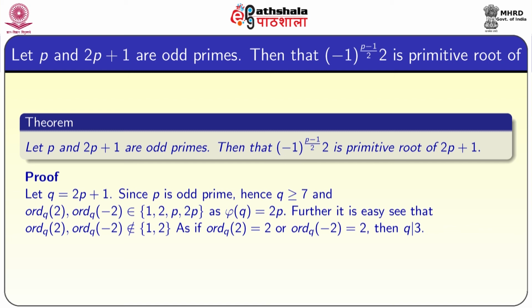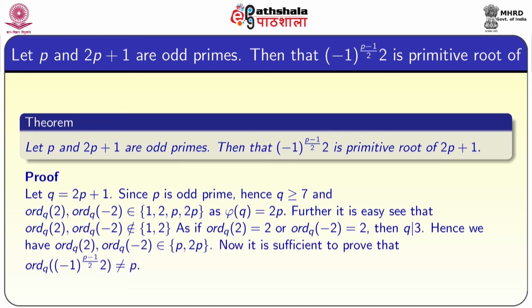Further, it is easy to see that the order of 2 modulo q or the order of minus 2 modulo q does not belong to {1, 2}. That means the orders are not going to be 1 or 2. If the order of 2 is equal to 2 or the order of minus 2 modulo q is 2, then we get q divides 3, which is a contradiction, as q is greater than or equal to 7. Hence, the order of 2 and the order of minus 2 modulo q take the value either p or 2p.